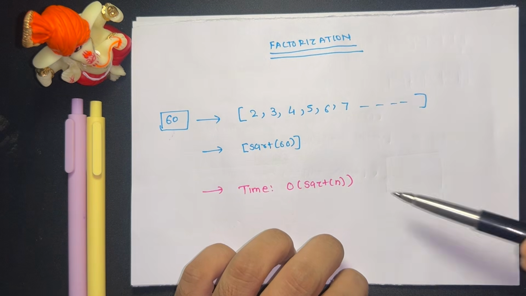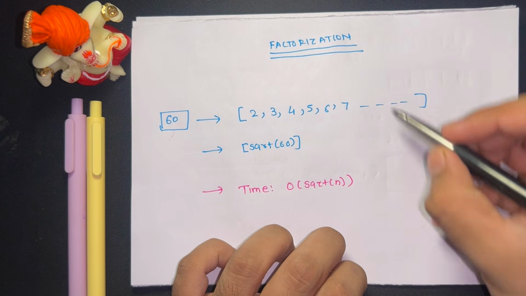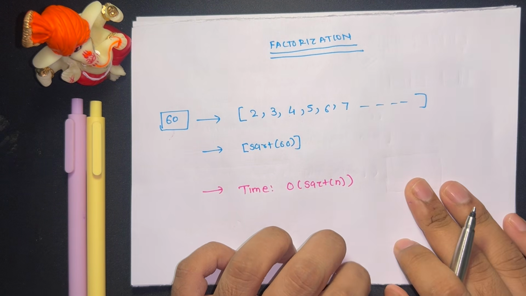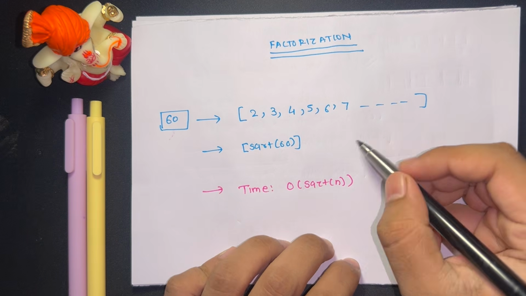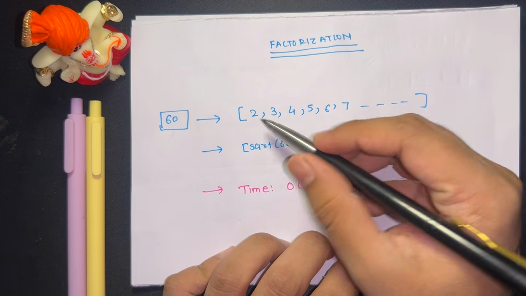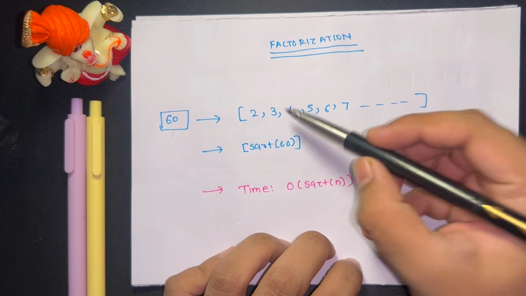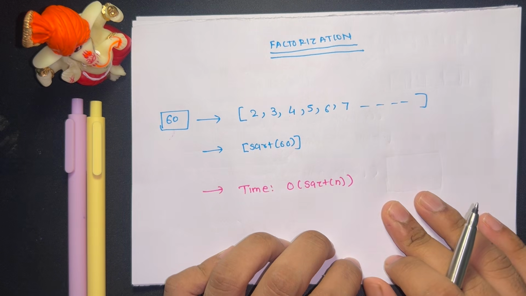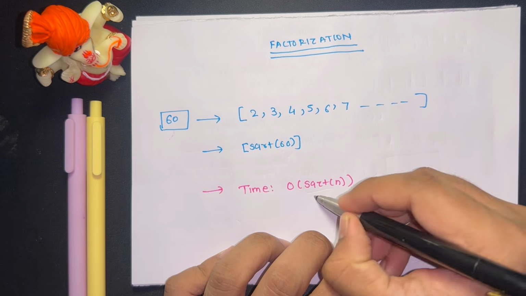Okay, before going to the question, let's see the idea of calculating the factorization in minimal time. The normal approach of calculating factorization is just dividing a number till its square root, so the time complexity becomes order of square root of n.